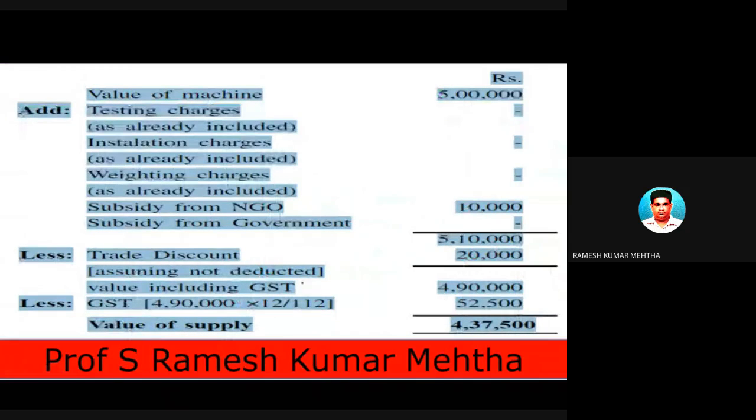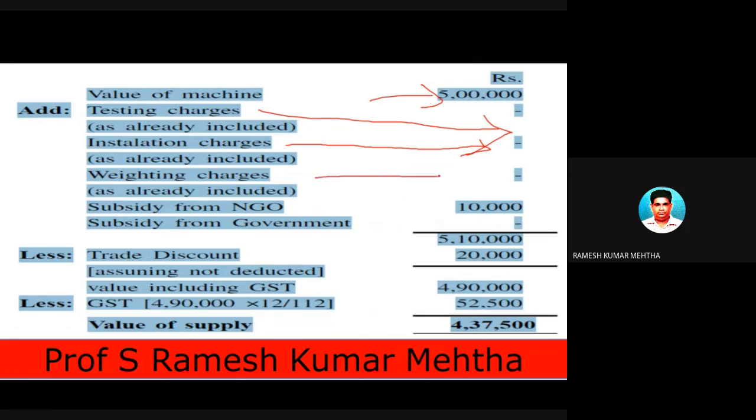Now look at the answer. The value of the machine, already told, is 5 lakh rupees. Testing charges should be included, and already it is included, so nothing to be done. Installation charges should be included, and already it is included, so nothing to be done. Weighing charges should be included, but already it has been included, nothing to be done.